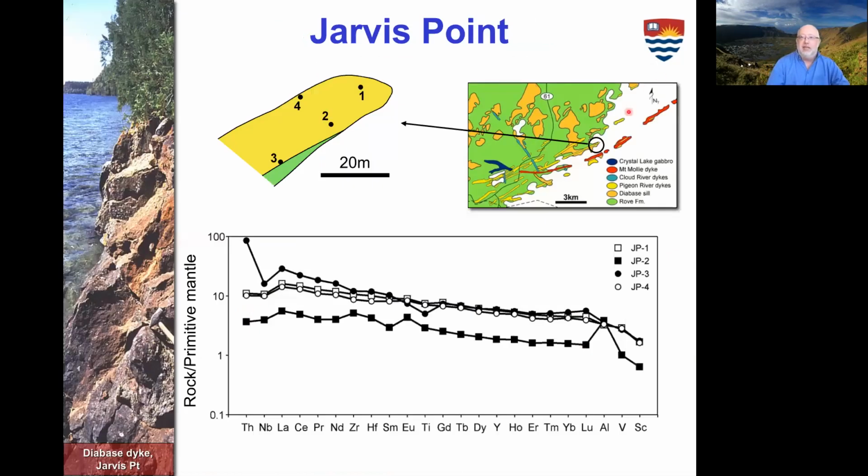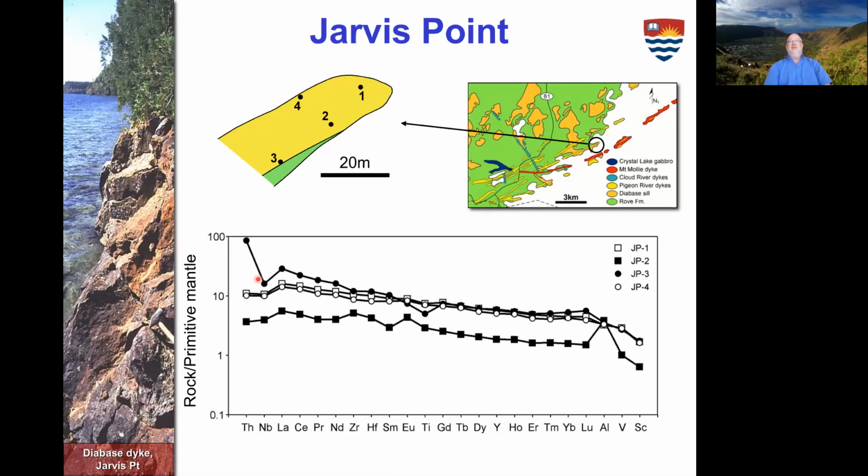So this is one of these Jarvis Point down through here, where it's cut by a Pigeon River dike, and we took 4 samples from that dike. I think Richard was involved with this sampling years ago, Richard Ernst. And what's interesting is that as you move closer to the edge of the dike, so sample 3, which is this black circle unit up through here, shows a very different geochemistry with this strong thorium enrichment, pronounced negative niobium anomaly, which is consistent with it having assimilated continental crust.